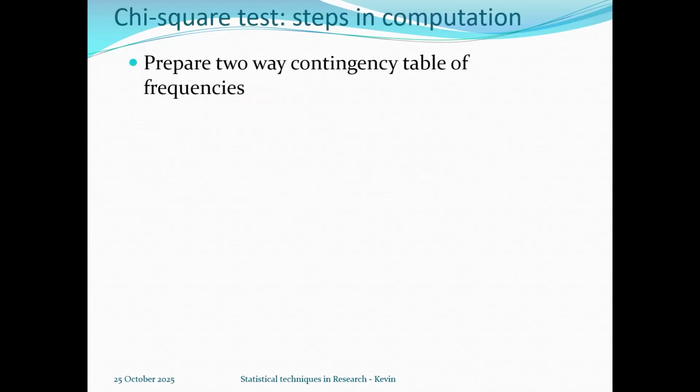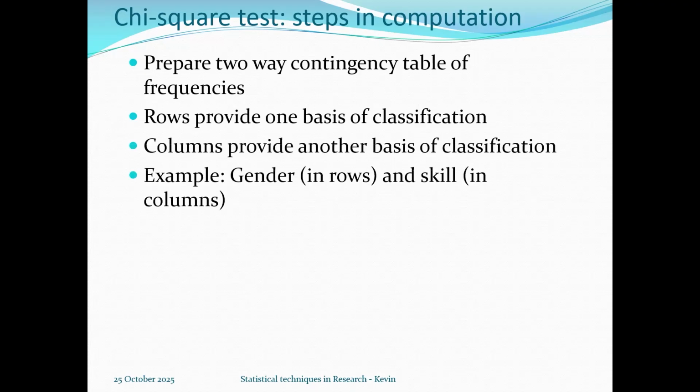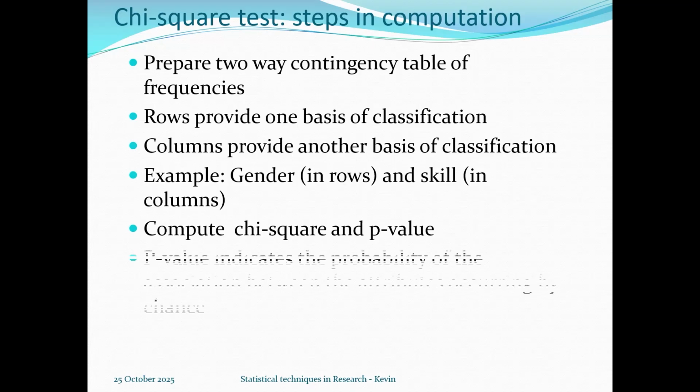We prepare a two-way contingency table. I'll show you the table. One classification will be shown in the rows, and the other classification will be shown in the columns. Say gender may be shown in the row, and literacy may be shown in the column. The software will calculate the chi-square and p-value. So finally, it is the p-value that we have to look at.